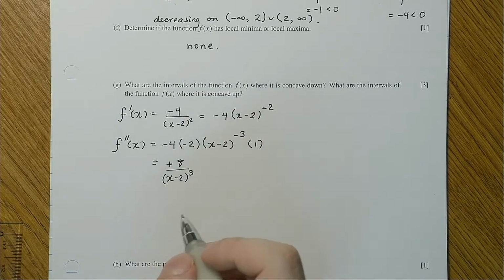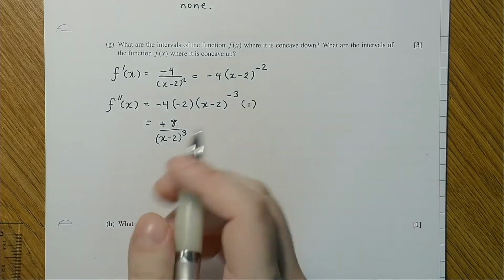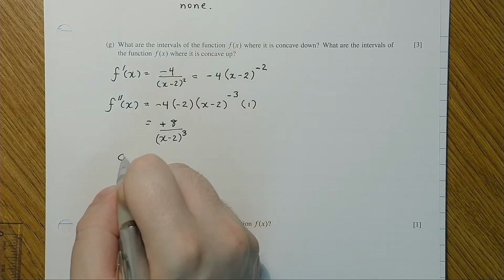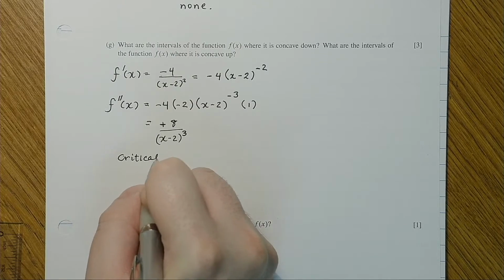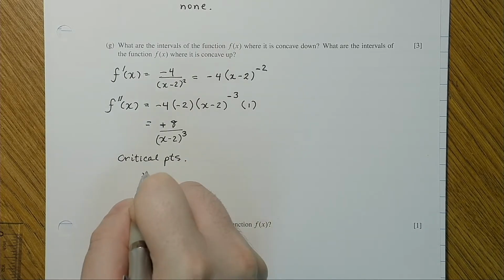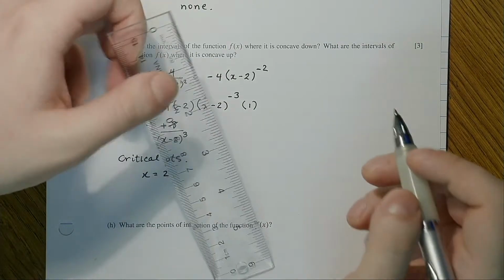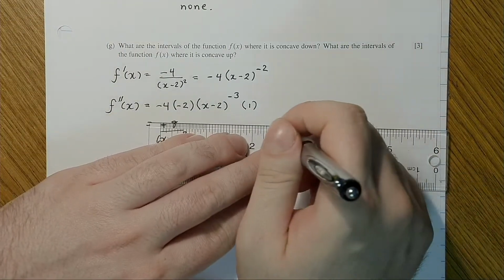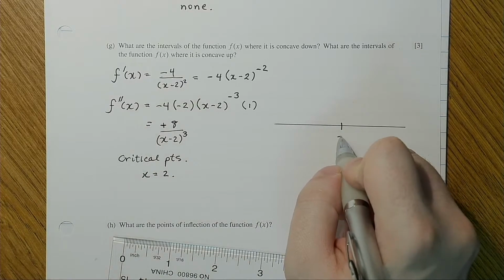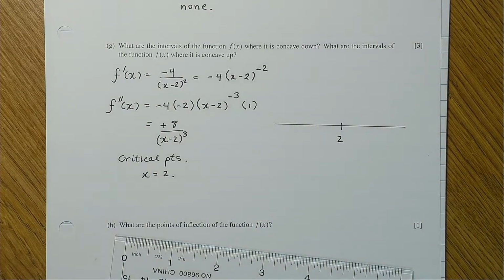Again, the critical points is where the function doesn't exist, so critical points, that's where x equals 2. So I do the same thing again. Here's 2. And I do my values again.